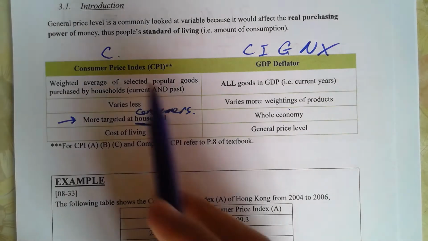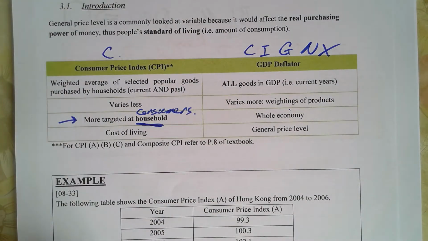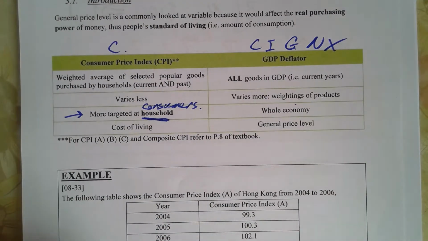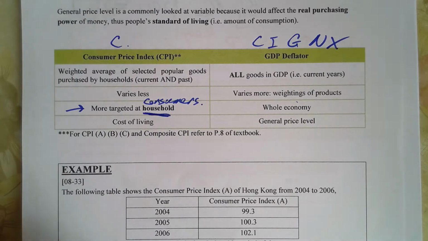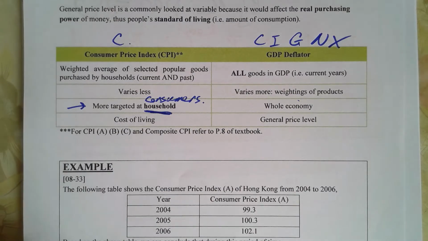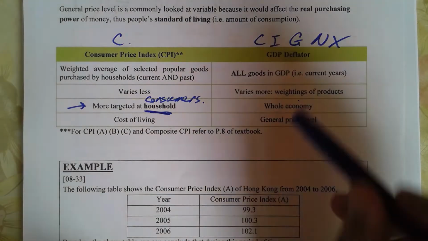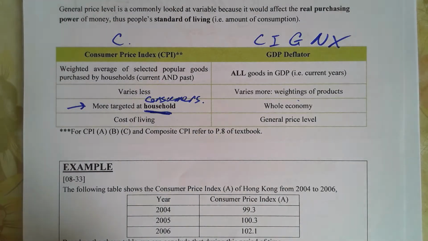So current and past. They do not care whether the goods bought that year were made that year or not. CPI doesn't care which year the goods were made, as long as they are bought in the current year they count, while GDP only counts goods that are produced in the current year. This is a conceptual difference, not a big one.